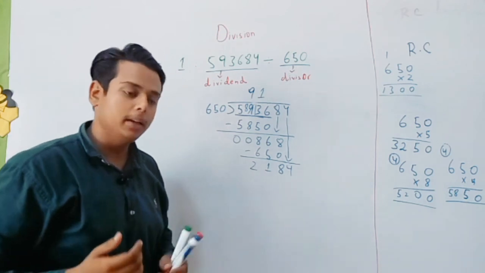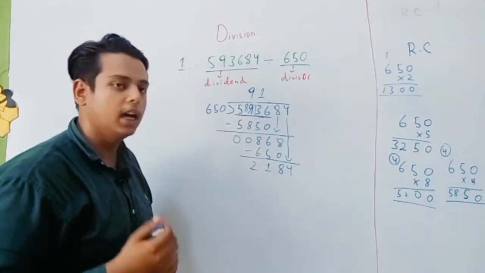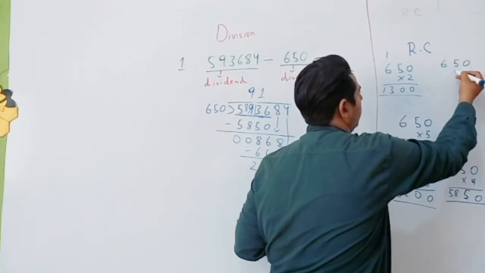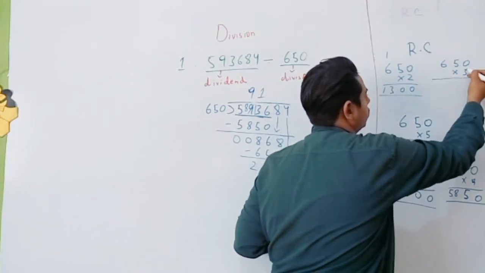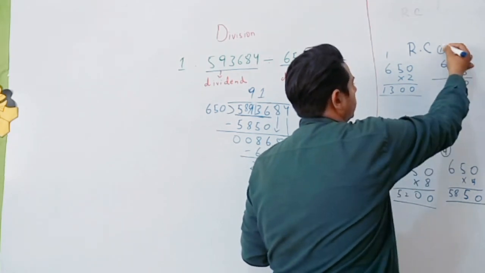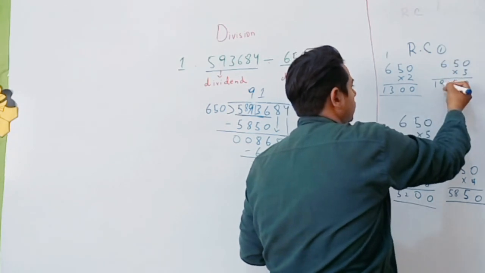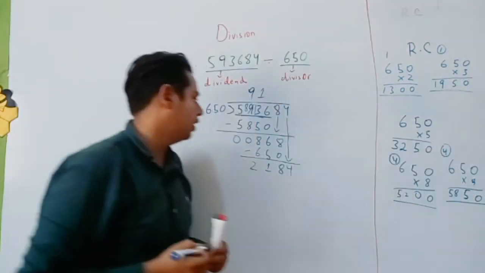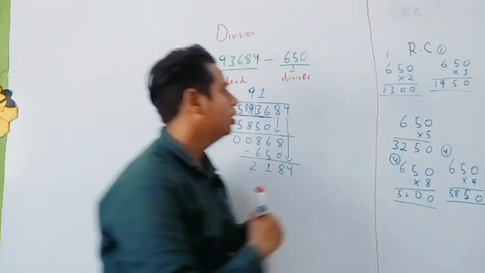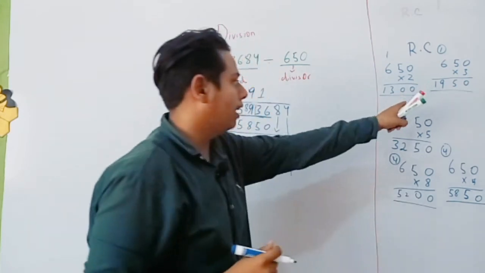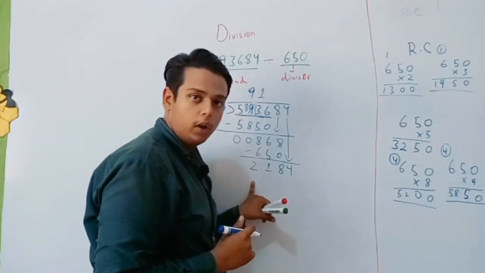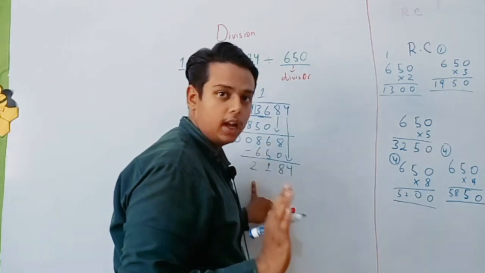3250. Now I am just multiplying 650 with the 3. 650 multiplied by 3. So 3 zeros are 0, 3 fives are 15, and 3 sixes are 18. 18 plus 1, 19. So what is coming? 1950. If I multiply 650 with a 4, so what is 1950? Is it equal to this 2184? No, and it is the nearest one.